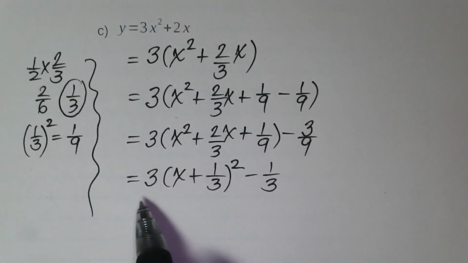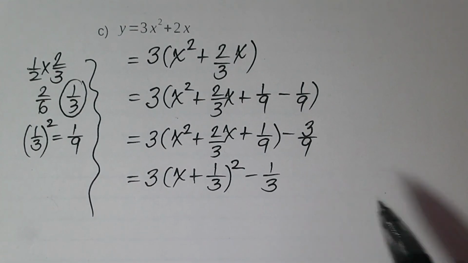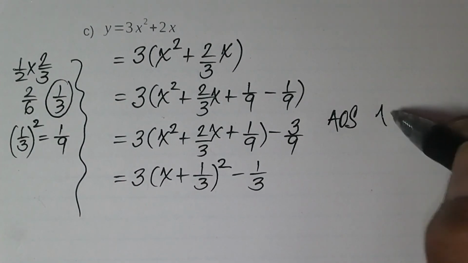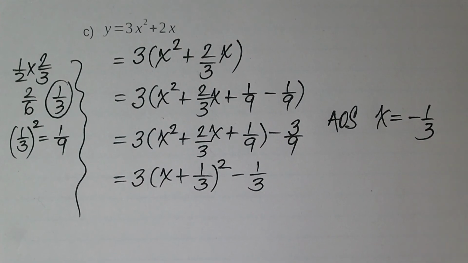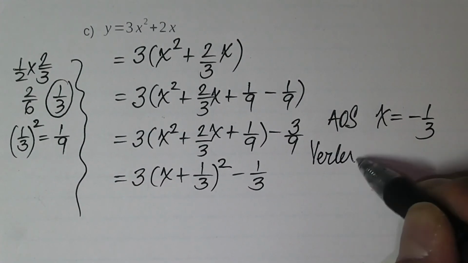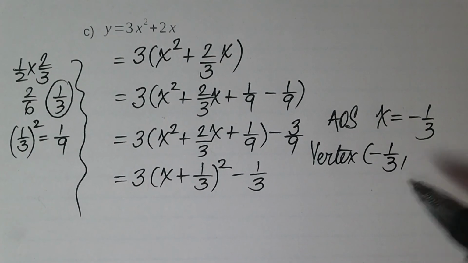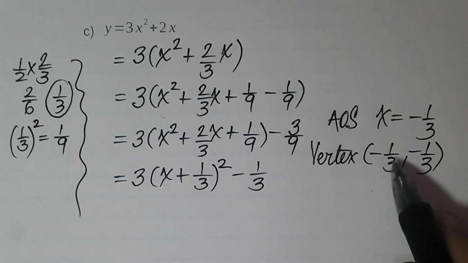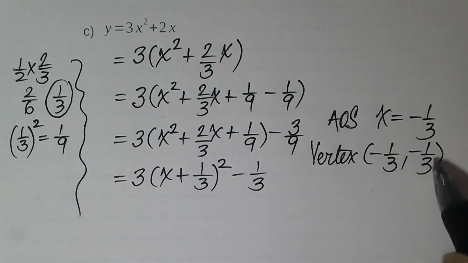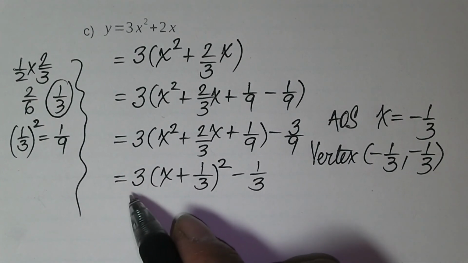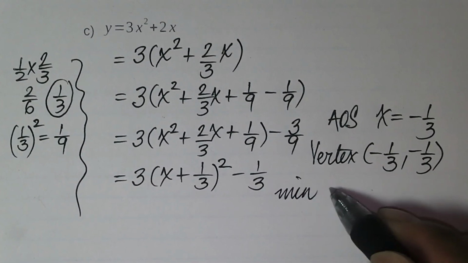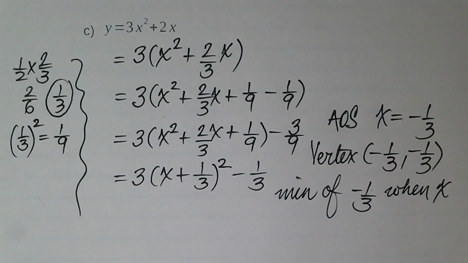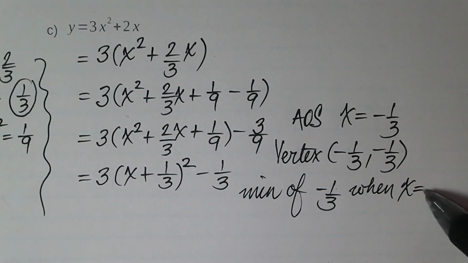So now I know my parabola is opening up. I know what my axis of symmetry is. I know what my vertex is. So my axis of symmetry is x equals negative 1 over 3. My vertex is negative 1 over 3, negative 1 over 3. That's just a happy coincidence. So that negative 1 over 3 came from here, and this came from there. My parabola is opening up, so I have a minimum of negative 1 over 3 when x equals negative 1 over 3.